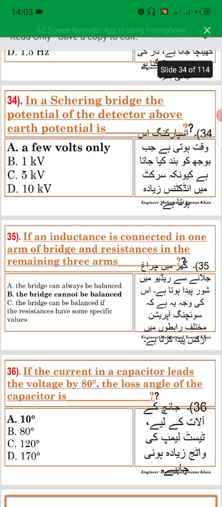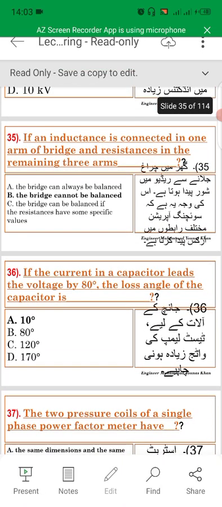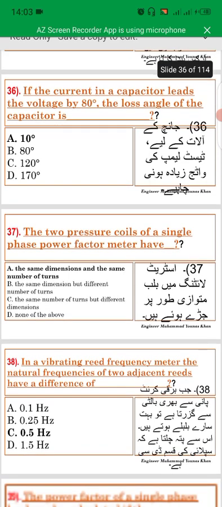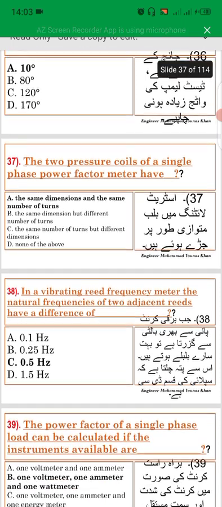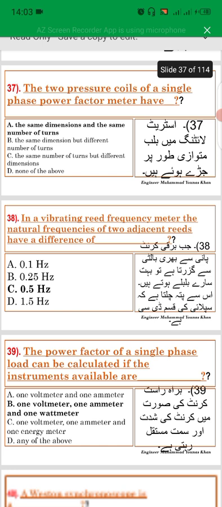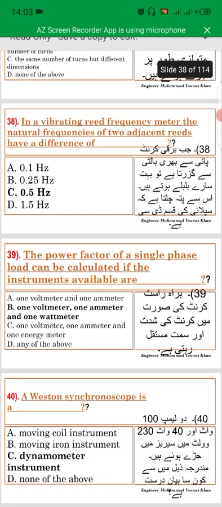In a Schering bridge, the potential of the detector above earth potential is a few volts only. If an inductance is connected in one arm of bridge and resistance in the remaining three arms, the bridge cannot be balanced. If the current in the capacitor leads the voltage by 80 degrees, the loss angle of the capacitor is 10 degrees. The two pressure coils of a single phase power factor meter have the same dimensions and the same number of turns.